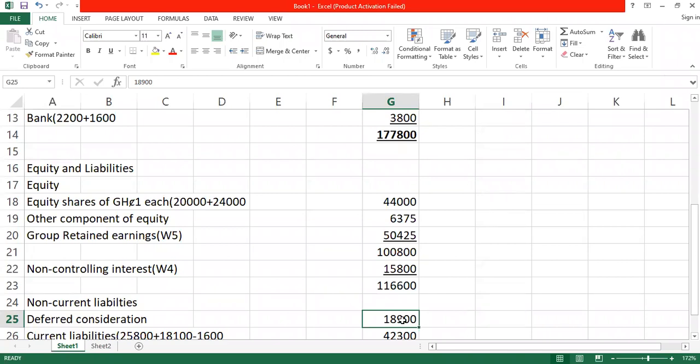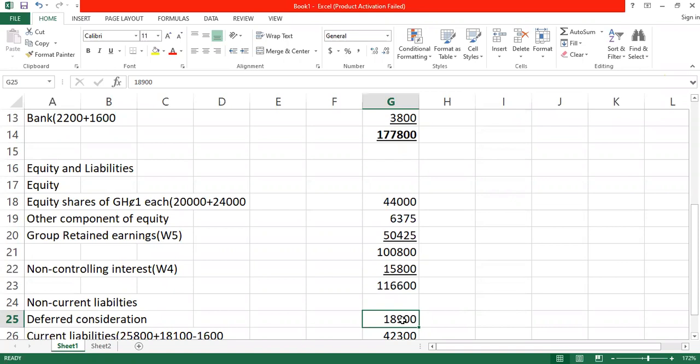As at the date of acquisition, you are owing them 18,000 because you are going to pay them this money in the future. But you haven't paid the money, you are paying interest of 900. So if you want to pay, it will be the interest plus the amount that you are owing them. That is how we have the 18,900 there.